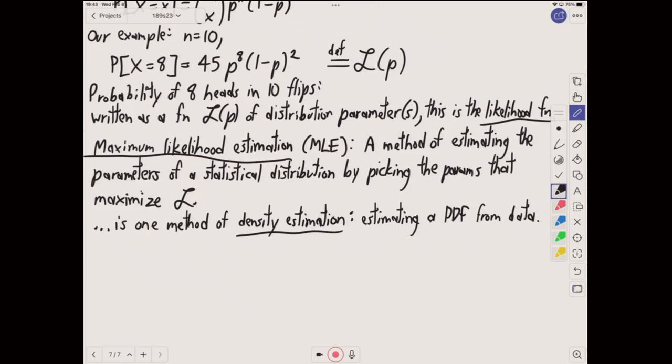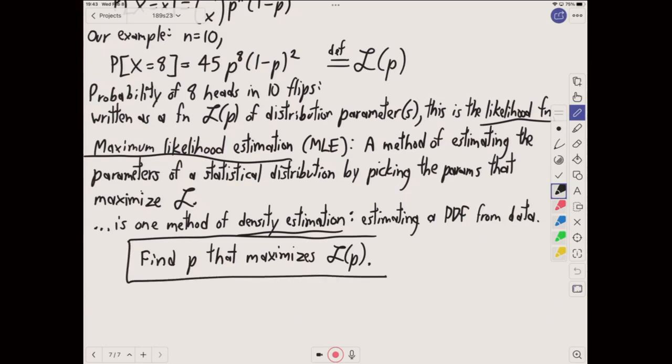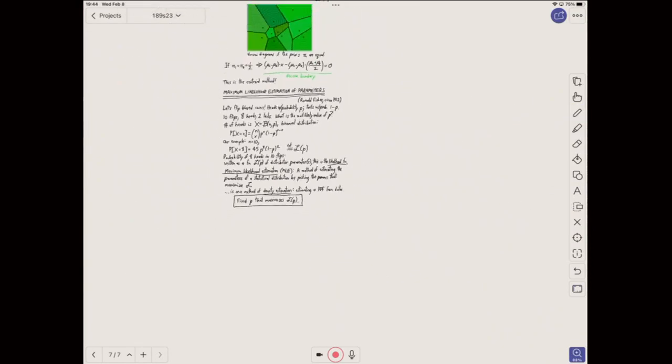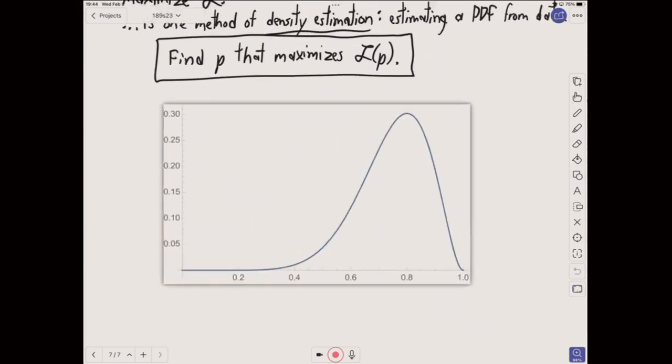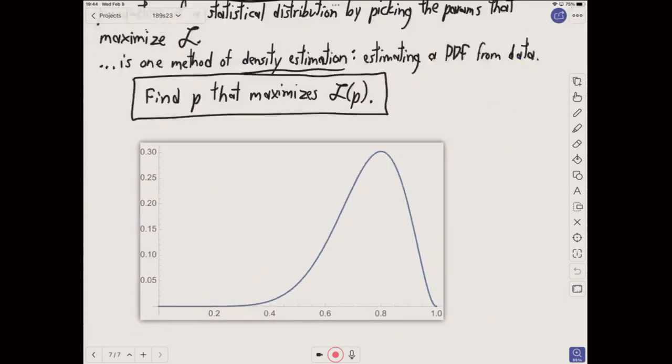So let me phrase this as an optimization problem, just because we like to phrase formal optimization problems in this class. We are trying to find the parameter p that maximizes this likelihood function L of p. That's our goal. Put it in a box to remind you that this is a formal optimization problem. And now we're going to solve it. But before we solve it, let's just look at this function that we're trying to maximize. In this case, it's really not a very complicated function.